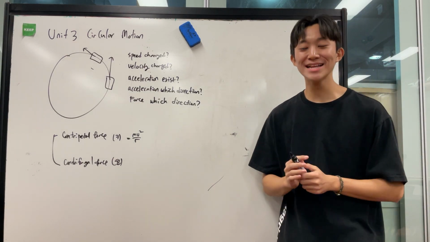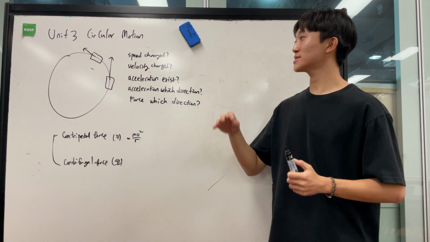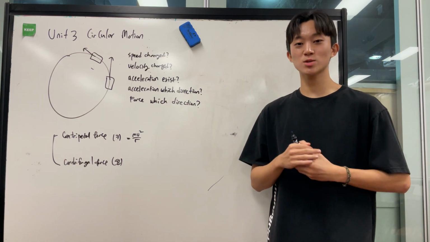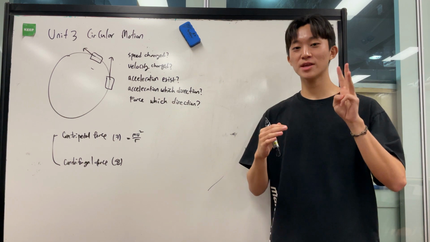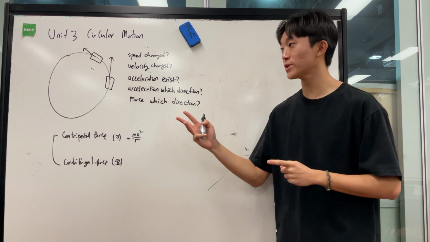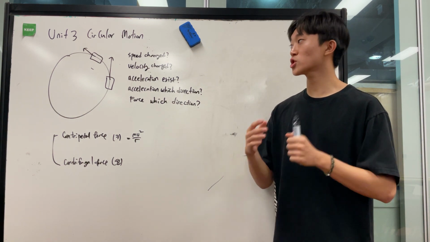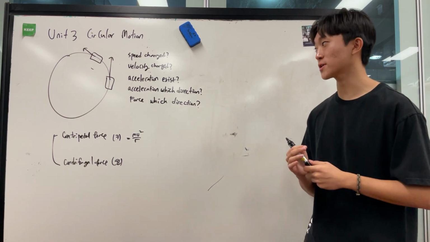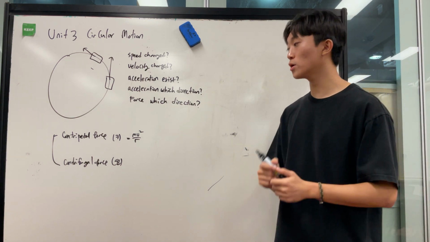Hello everyone, my name is Andrew Kim and welcome to the third video of my AP Physics 1 review session. So the third video will go over Unit 3 of AP Physics 1, which is circular motion and gravitational force. Now let's first start with circular motion.